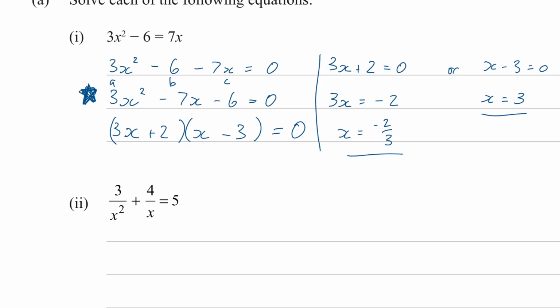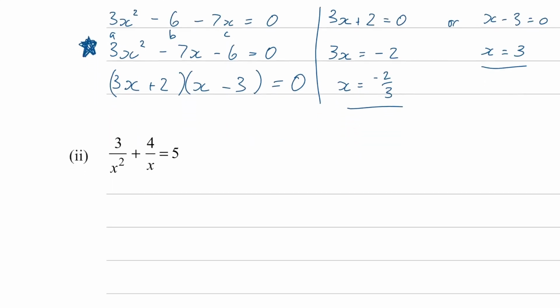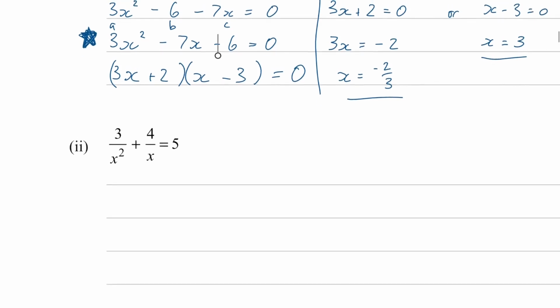Alright, part 2, we have some algebraic fractions here. I noticed that the denominators are x squared and x. So a quick way to simplify this problem would be to multiply everything by x squared. And that effectively eliminates the denominators. So let's do that. So 3 over x squared times x squared.